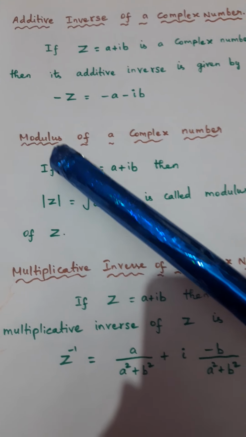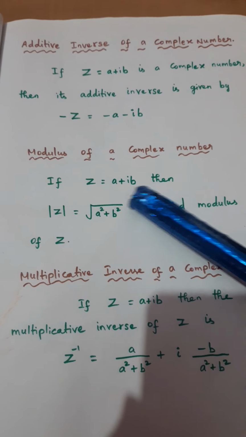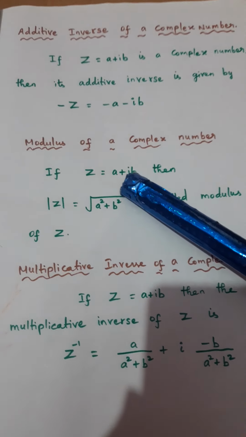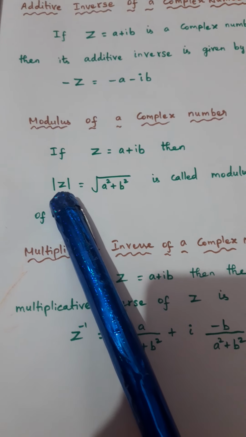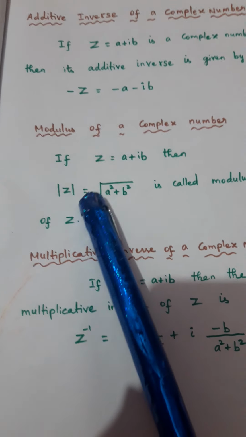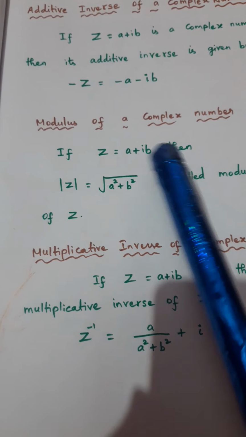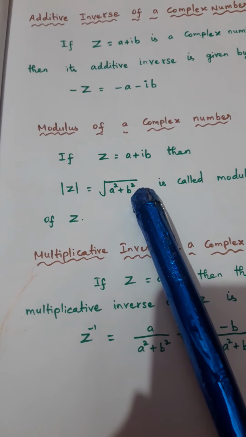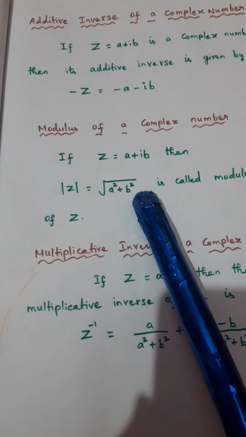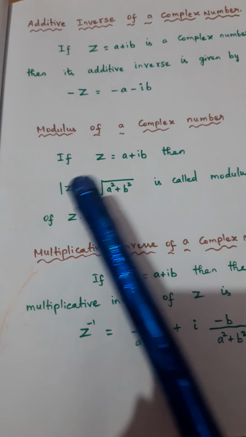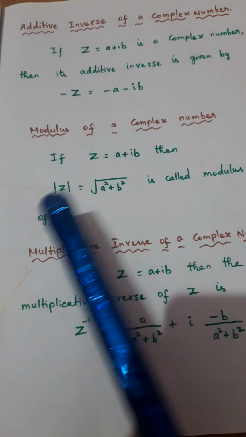Then we will see what is meant by modulus of a complex number. Suppose a complex number is given to us and we are asked to find the modulus of this complex number. The formula that we are going to use is, if I write it like this, modulus z. This is pronounced as modulus z, and the formula is root of a square plus b square. What is a? Real part. So square the real part. What is b? Imaginary part. Square the imaginary part. So root over a square plus b square is called modulus of z.